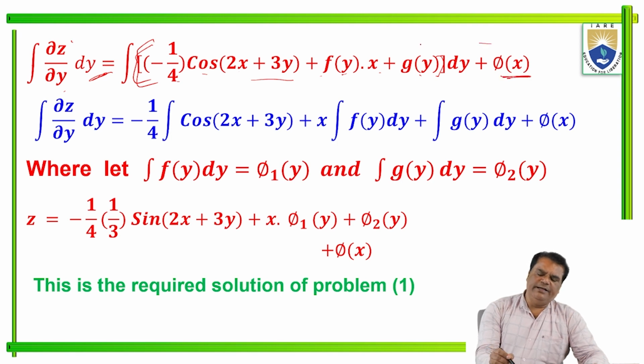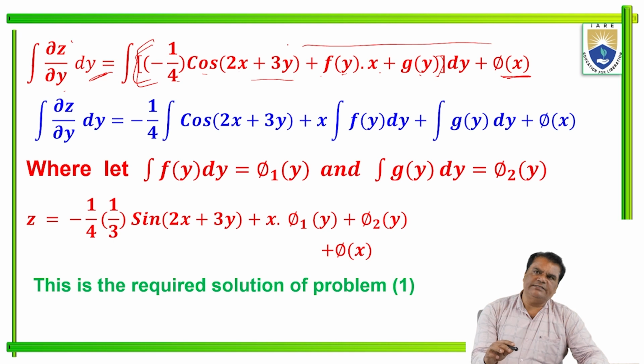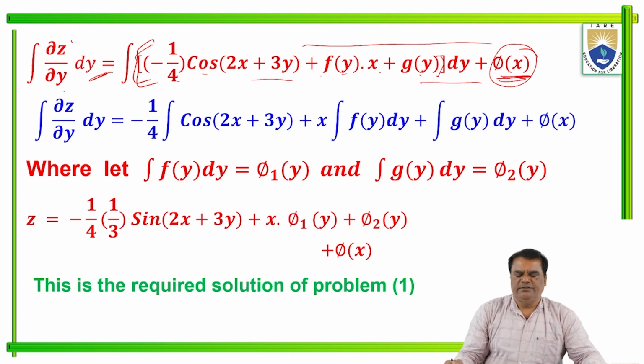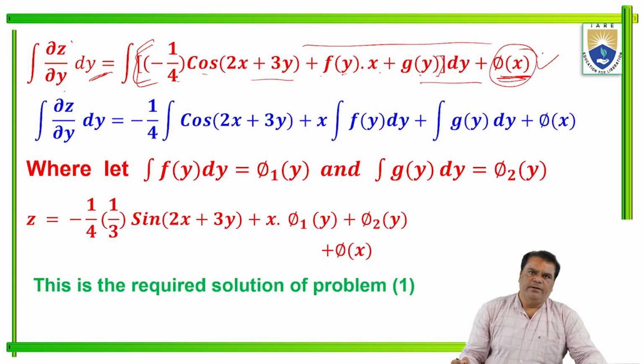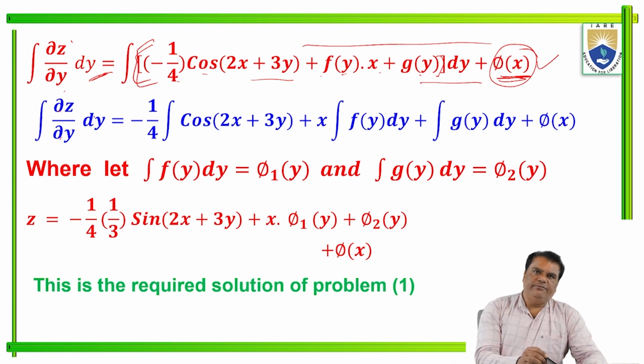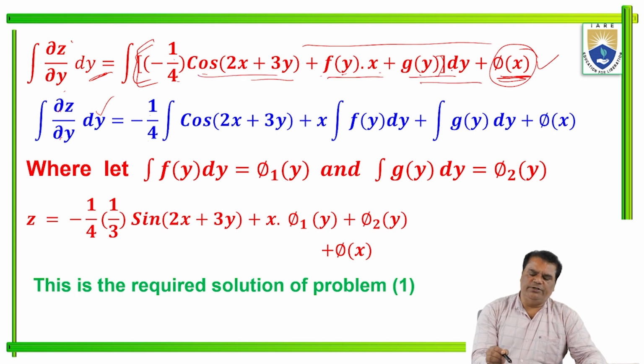Now here we are integrating with respect to y, so x is a constant. So again we are integrating a third time. So a third arbitrary constant should be added here. So phi(x) is constant, some function of x as a constant. So we are adding here phi(x). Now ∂z/∂y, integrating with respect to y, minus 1/4 is common. We are separating the terms. There are three terms, 1, 2, 3. So separating the terms here: minus 1/4 cos(2x+3y), this, and plus x.